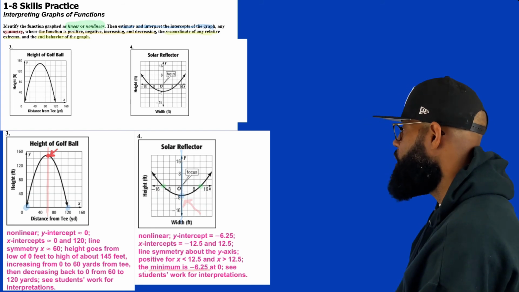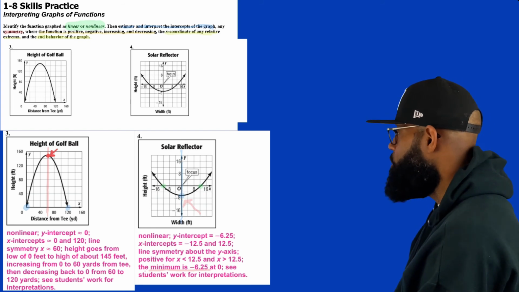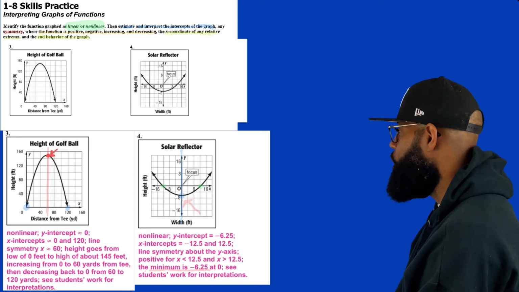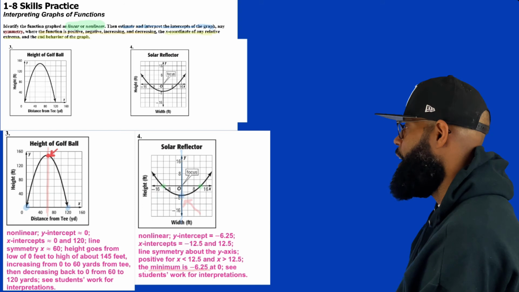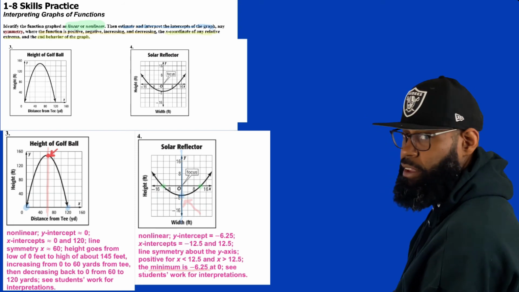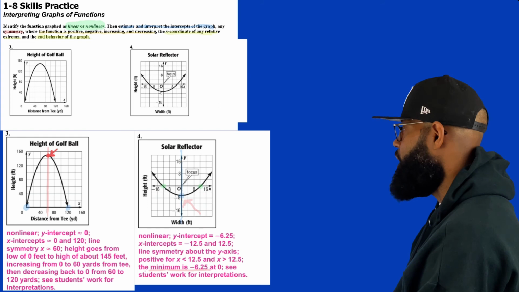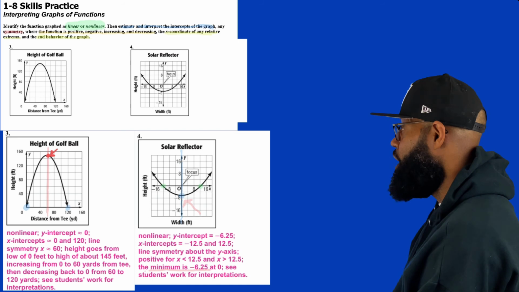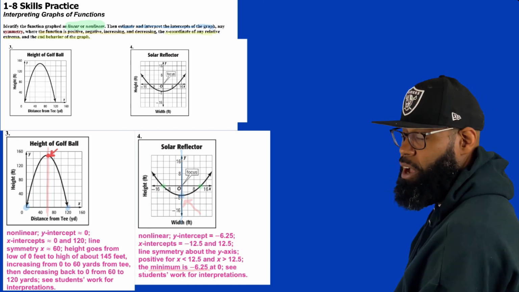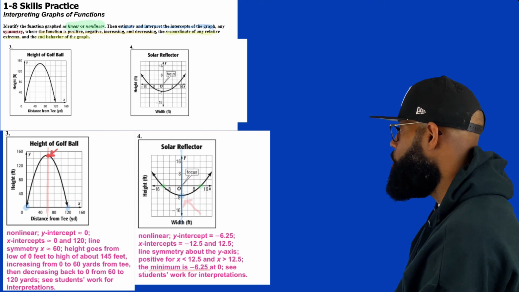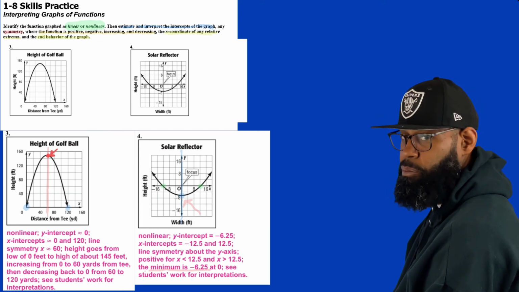Got the y-axis, got the y-intercept, got the x-intercept. We talked about the line of symmetry. Now, positive or negative, right? Well, it is positive. What's going on here? Where is it positive? Positive for x less than -12.5 and x greater than 12.5. If you can find 12.5 on the x-axis, you'll notice that it starts to go above the x-axis only at 12.5. Everywhere else, it's below the x-axis, meaning it's negative, right? That's where it's positive. All right. And the minimum, we already talked about that. Negative 6.25 at 0.